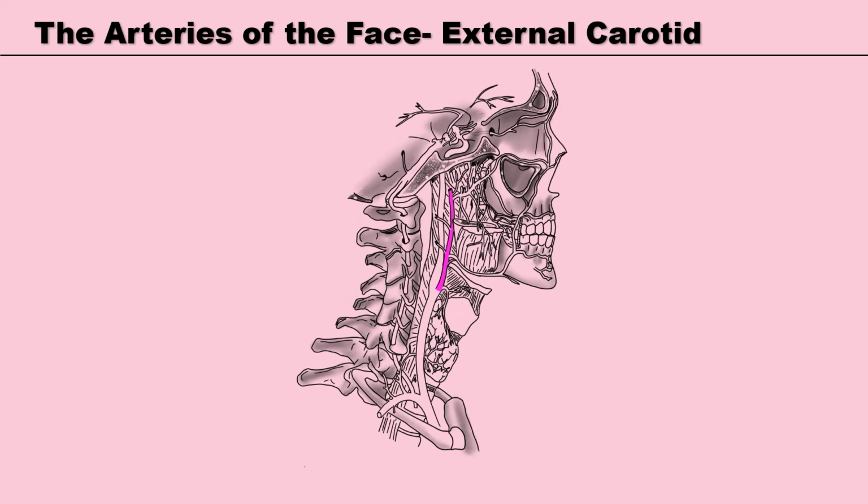This is the external carotid that comes from the common carotid. And you'll notice that we've switched the sides of the head again. So down here, you can also see the brachiocephalic trunk. The first branch that we are going to look at is the lingual artery. This one here is the lingual artery.